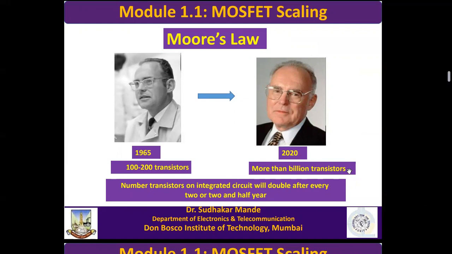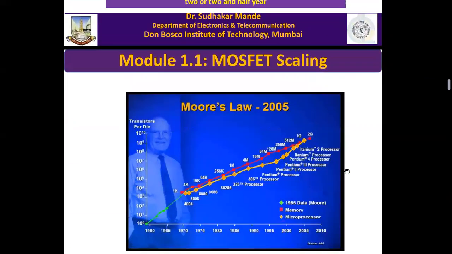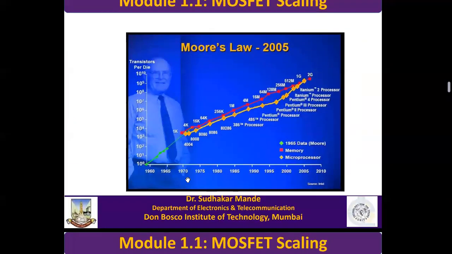There are billions of transistors, more than billions of transistors in a given processor. Right now, we are calling them quad core processors, and they have billions of transistors. And why has this become possible? Again, this is Moore's law.